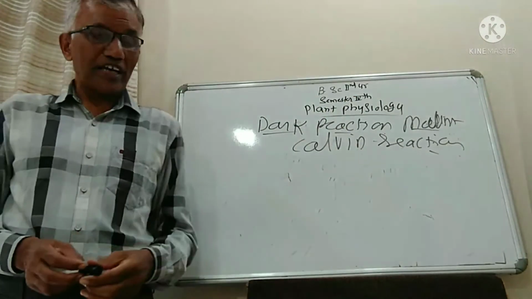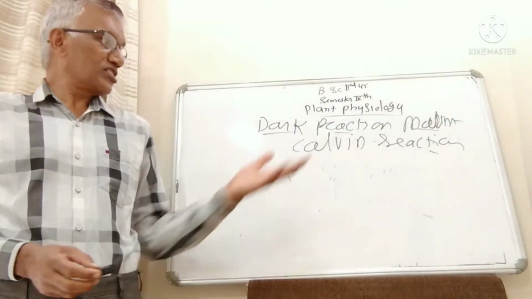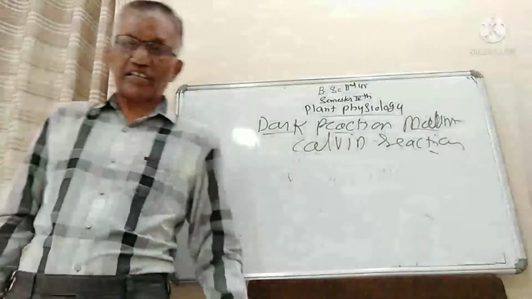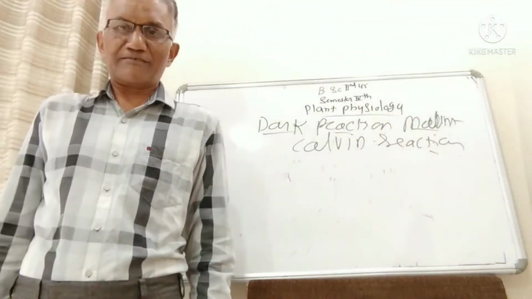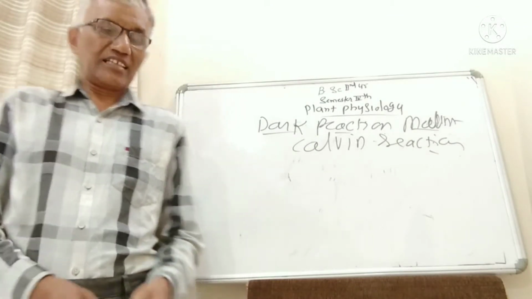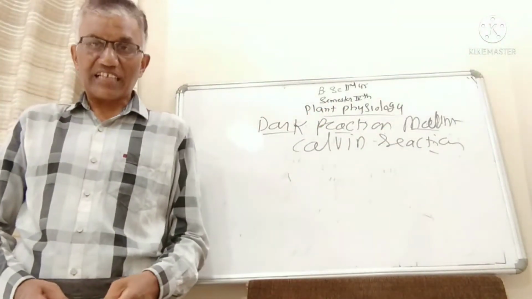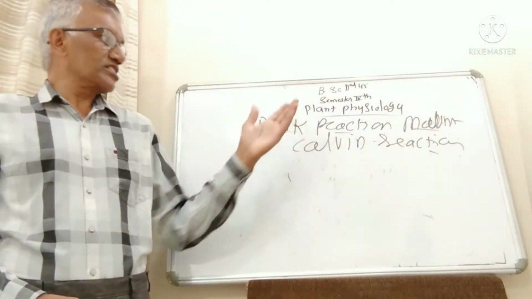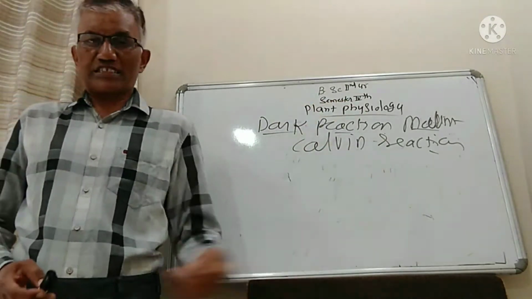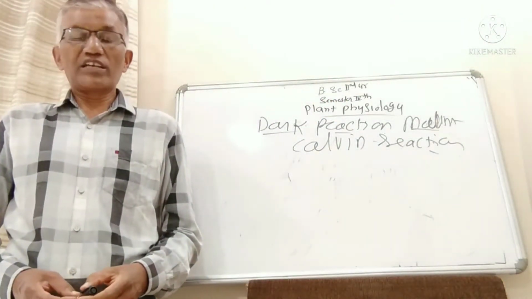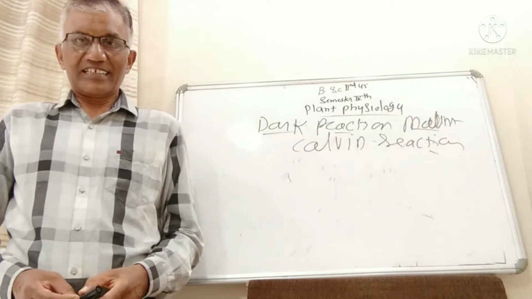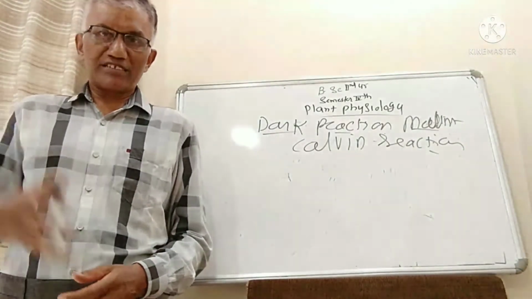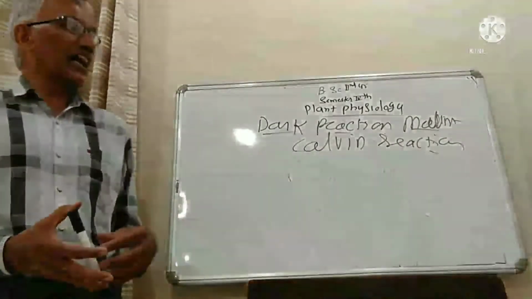So why is it called dark reactions? Why is it called carbon dioxide fixation process? The ATP molecules and NADPH2 molecules which are synthesized in light reactions are utilized in the second phase of photosynthesis, or in the dark reactions. So why is it called a dark reaction? Because this process, the second phase of photosynthesis, does not require light. In the absence of light, the process of carbon dioxide fixation takes place. Therefore, it is known as dark reactions.